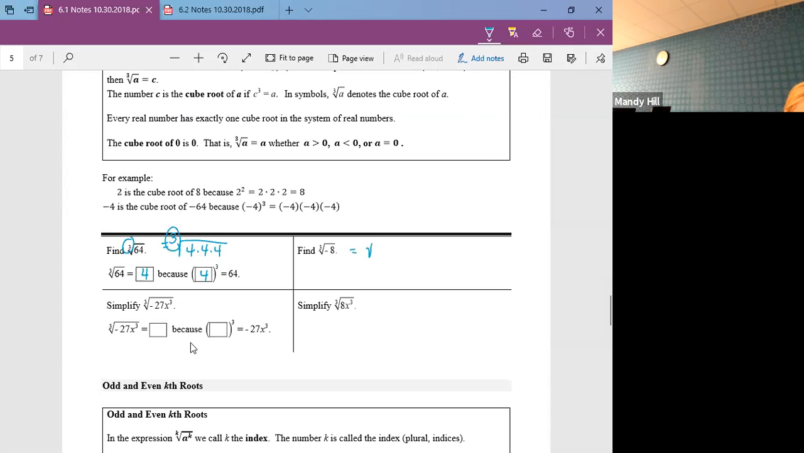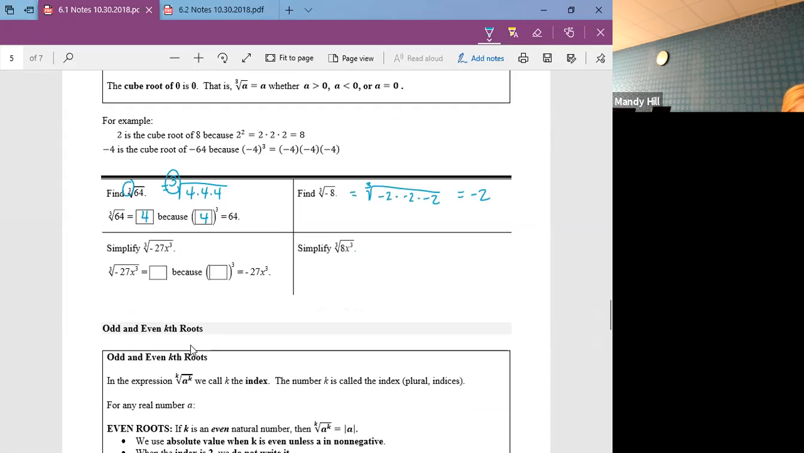So what 3 numbers that are exactly the same can we multiply together to give us -8? And right here, you might be going, whoa, you said you couldn't do that if you have a negative underneath the square root. Well, that's correct, but this is not a square root. This is a cube root, okay? So we can do this, because -2 times -2 times -2 would give me -8. So the answer is -2.